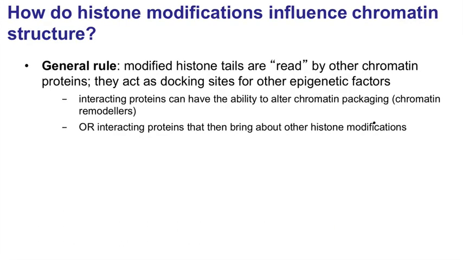So how is it that these histone modifications actually influence chromatin structure? Well, as a general rule, just like I showed you for that bromodomain, these modified histone tails are read by other chromatin proteins, so they act as docking sites for other chromatin proteins. And either that particular protein itself, with that bromodomain, for example, has a functionality to alter the chromatin packaging, or it can bring in a friend that does so.